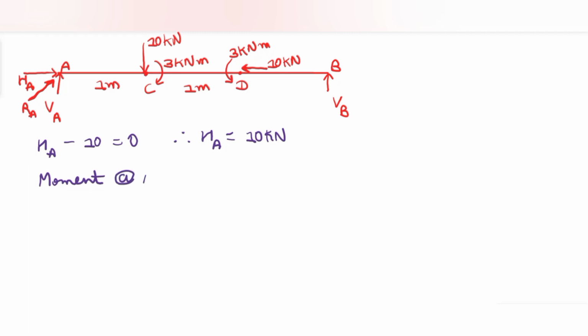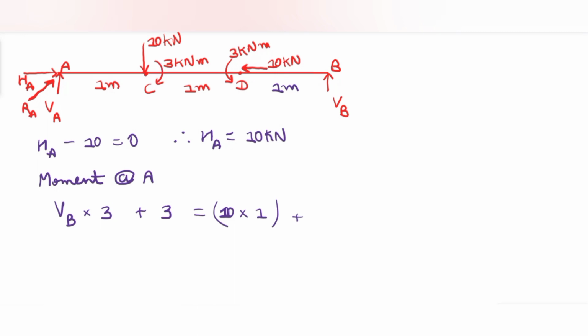So HA will be 10 kilonewton. Then we have to find the moment at A. Anticlockwise moment is equal to clockwise moment. VB into perpendicular distance, how much will it be? At D also an anticlockwise moment is acting. The perpendicular distance will be 3 meter, because this total length is 3 meter. At D an anticlockwise moment is acting, which is 3 kilonewton meter. Then talking about the clockwise moment, 10 into 1, then this 3 kilonewton meter is my clockwise moment, so plus 3.